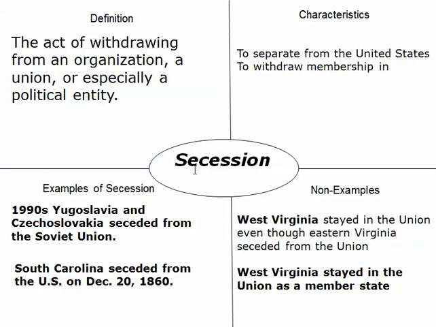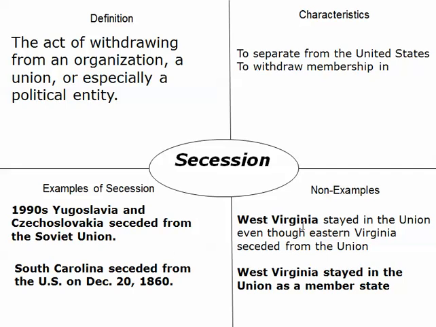But let's look at secession real quick. Secession, the noun, is withdrawing from an organization, a union, or especially a political entity. Characteristics are to separate from the United States, to withdraw membership in. An example would be South Carolina seceded from the United States on December 20th, 1860, after Lincoln's election. In the 1990s, a more modern one, Yugoslavia and Czechoslovakia, at the end of the Cold War, seceded from the Soviet Union.